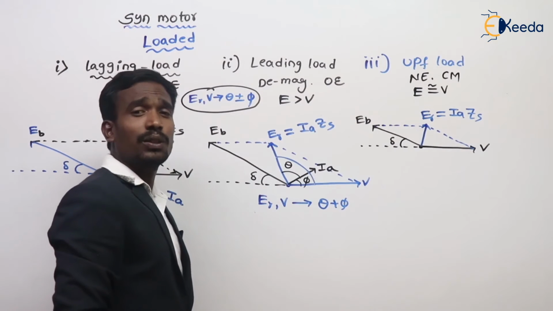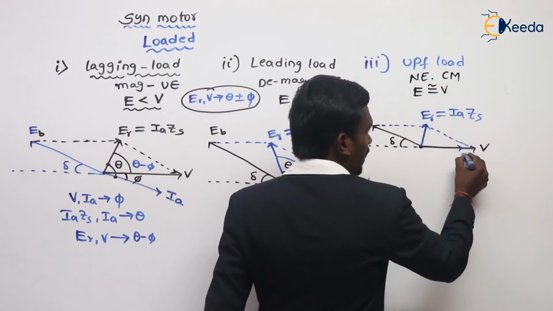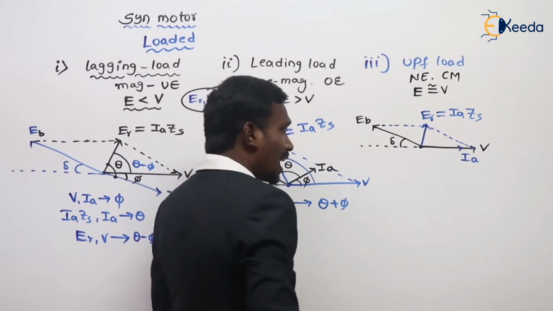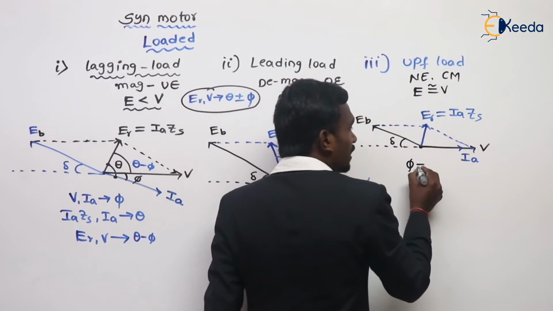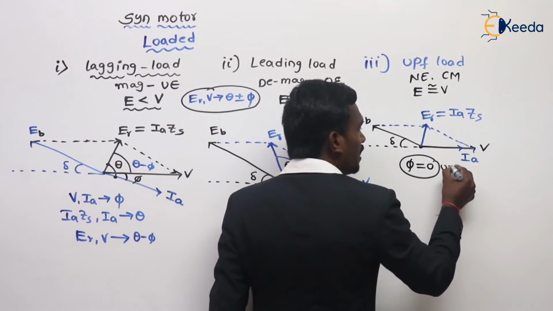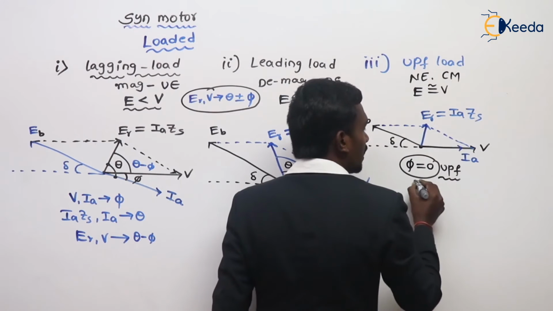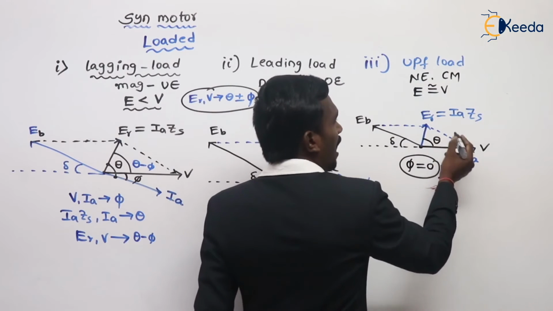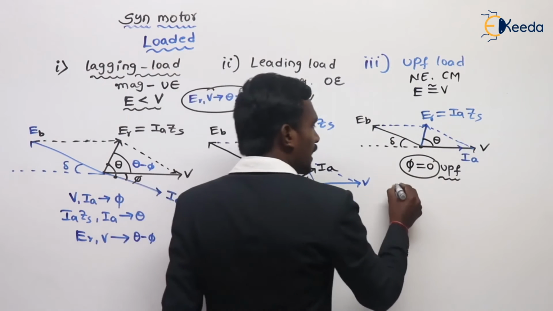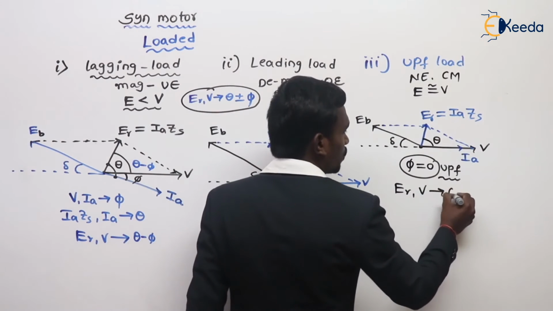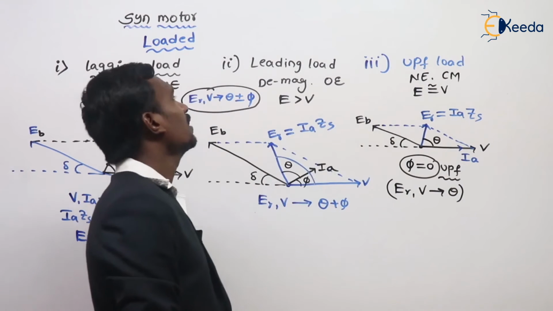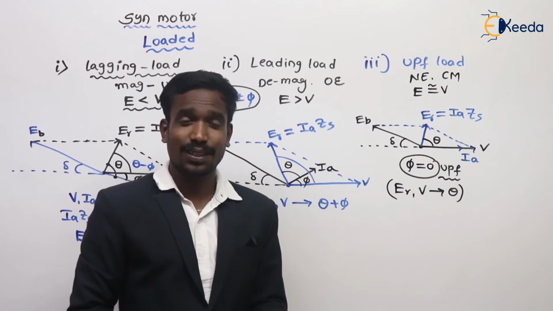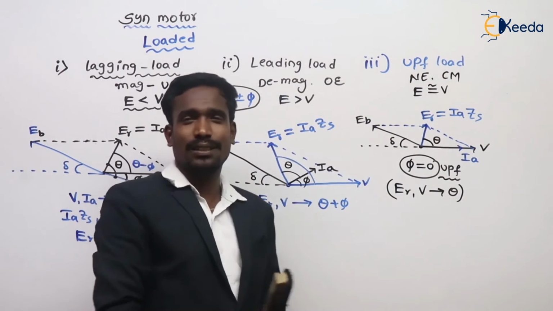I said this is unity power factor, nothing but my armature current is in phase with voltage. If the angle is 0, then only it is called unity power factor, nothing but the voltage and current are in phase with each other. When phi is 0 and the angle between IAZS and IA is theta, the angle between ER and V is equal to theta. These are the vector diagrams of a synchronous motor under loaded condition. Are you okay? These are very important.